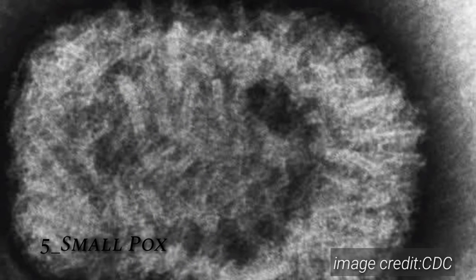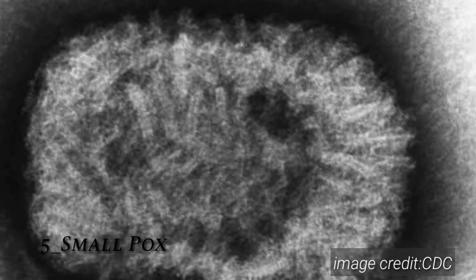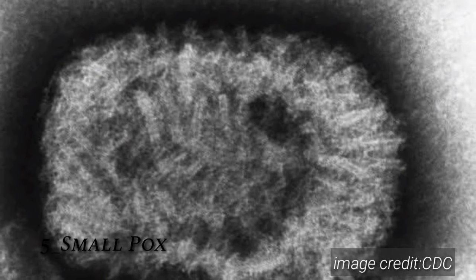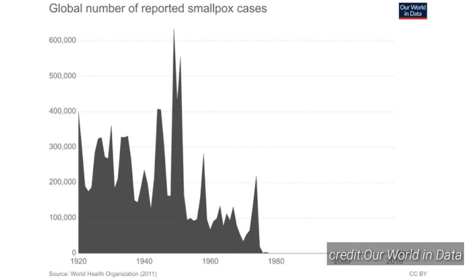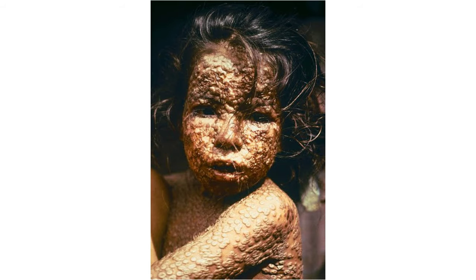Next virus in this list is smallpox. In 1980, the World Health Assembly declared the world free of smallpox. But before that, humans battled smallpox for thousands of years, and the disease killed about 1 in 3 of those it infected. It left survivors with deep, permanent scars and, often, blindness.